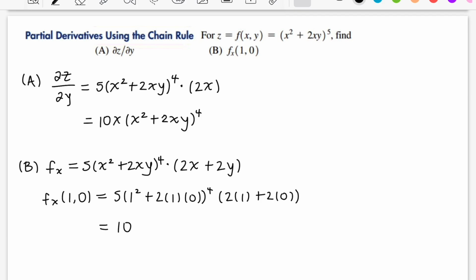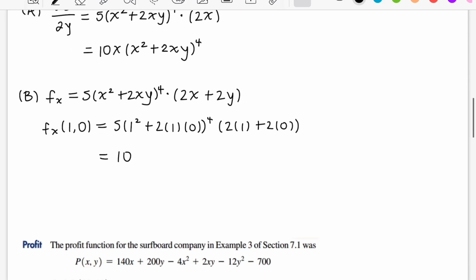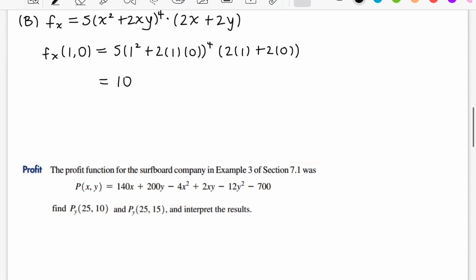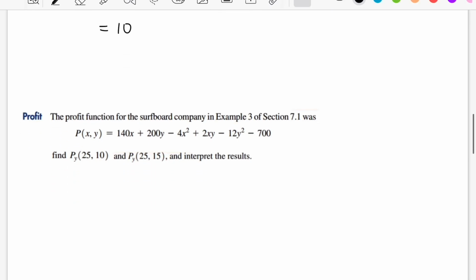All right, let's look at another example with a given profit function. So remember our surfboard example from section 7.1, we found that the profit function was given by this guy here. We want to find the partial derivative of p with respect to y, evaluated at this here, and the partial derivative of p with respect to y, evaluated at this here. So the first thing we need to do is find the partial derivative of our profit function with respect to y.